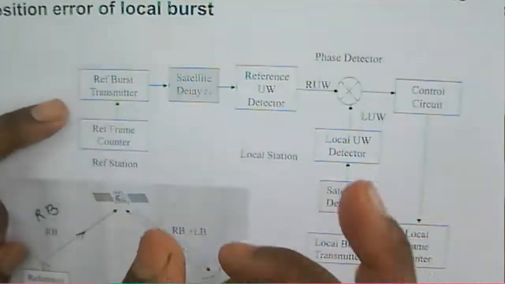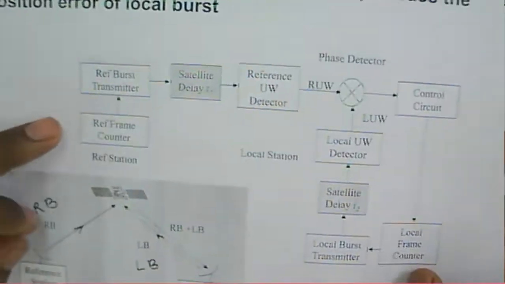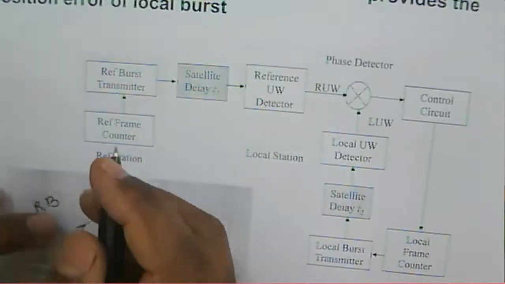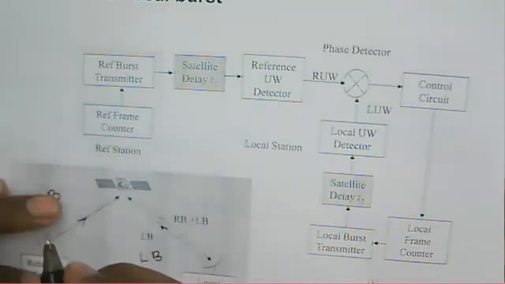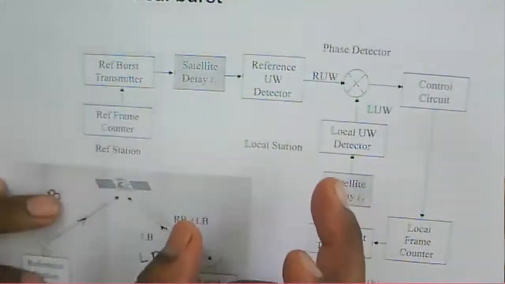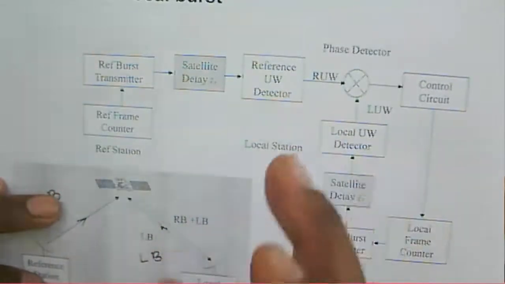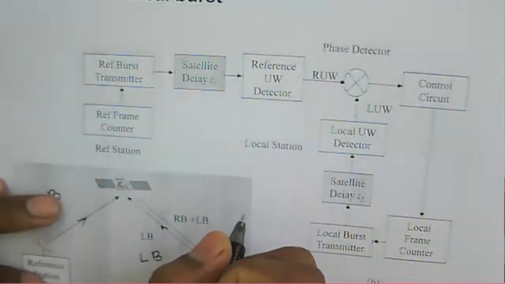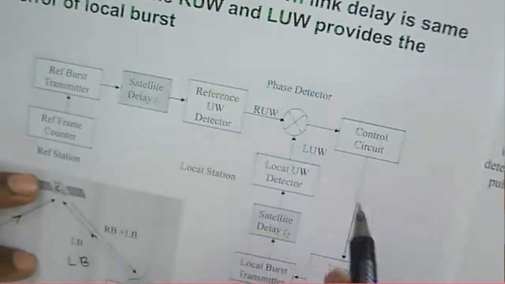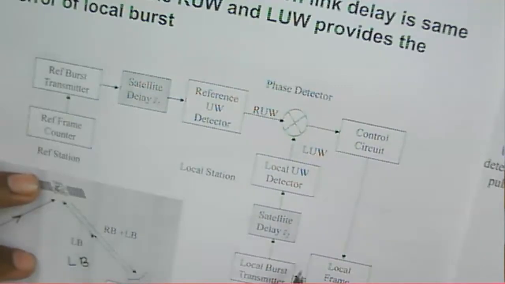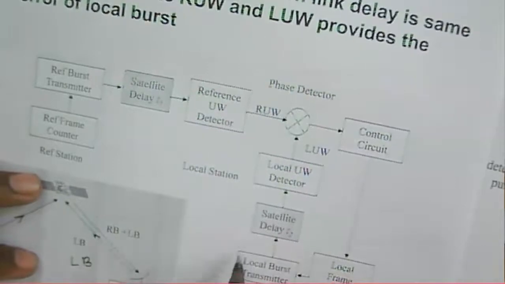So the difference between the frame period generated in the reference as well as the local station will be measured by the phase detector. And according to that particular delay, corrective action is to be taken here, we can say. And according to that, corrective action is taken by adjusting the local station frame count. Okay, the control circuitry for action taking place will then adjust that local transmitter here.